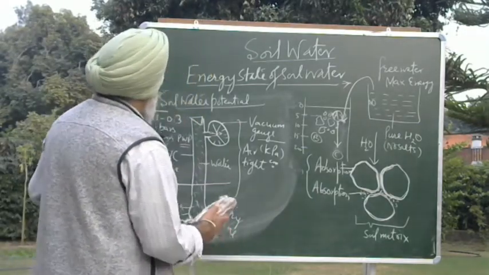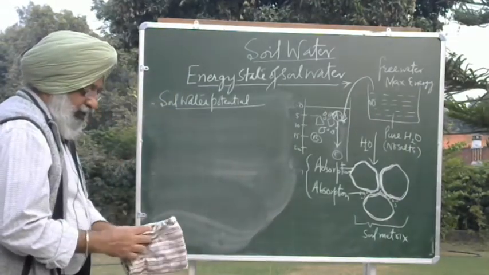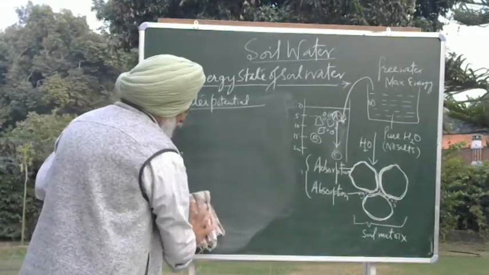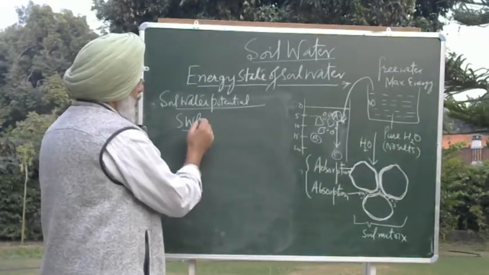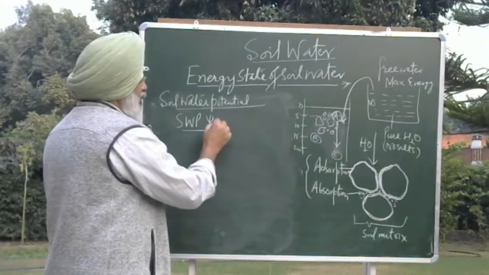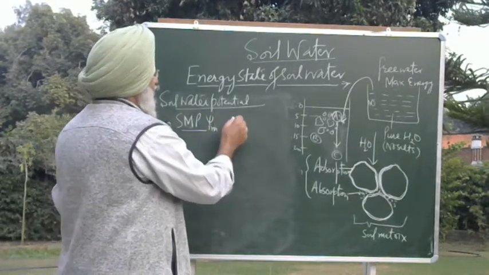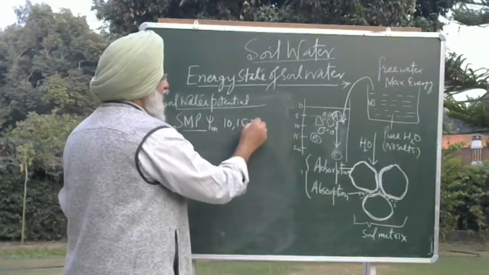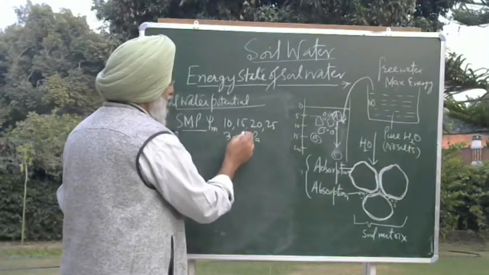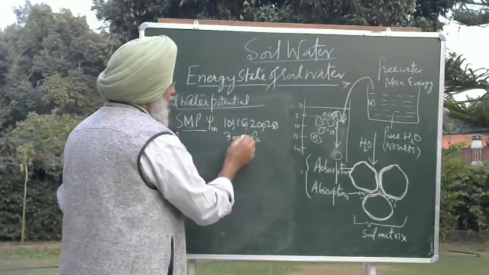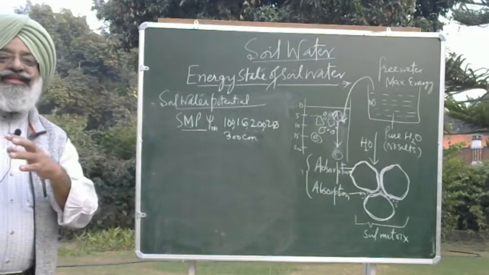What we did was exploit this soil matric potential, a property of soil water, to schedule irrigation to rice. We took different values of soil matric potential: 10, 15, 20, 25, 30 kilopascal. In other words, 100, 150, 200, 250, 300 centimeters of soil matric potential. We carried out that experiment.